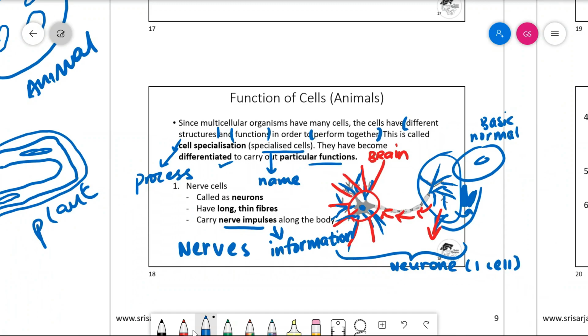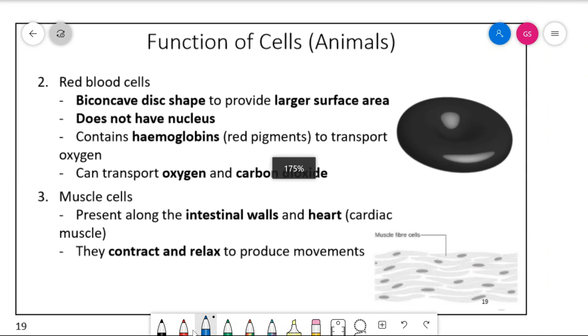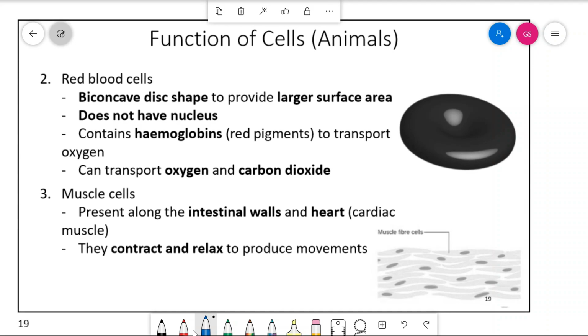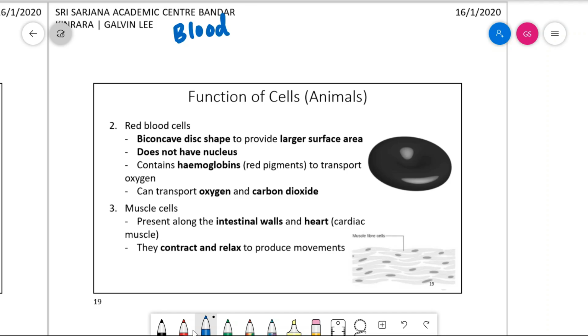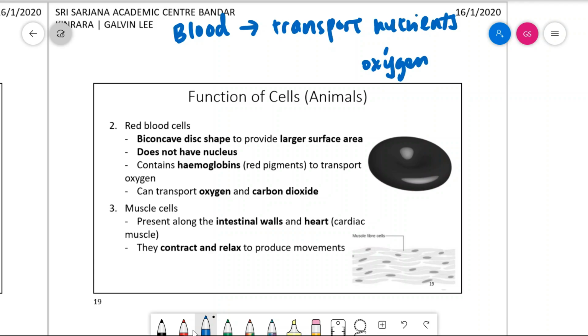After that, let's go to the next one. Second type of specialized cell, which is the red blood cell. And this will be the main part of your blood. Why do I say main part? Because of the function of your blood, that covers your whole body. What's the function of the blood? It is to transport nutrients, including things like oxygen, including things like water, to all other body cells.